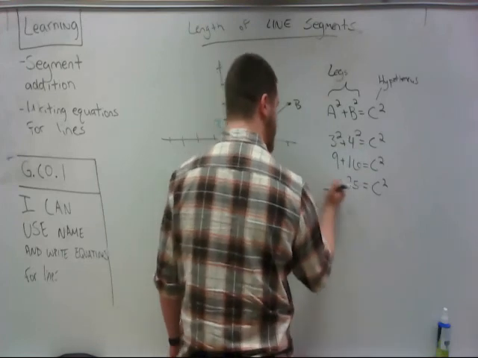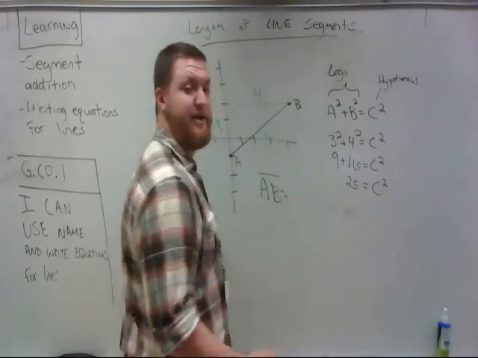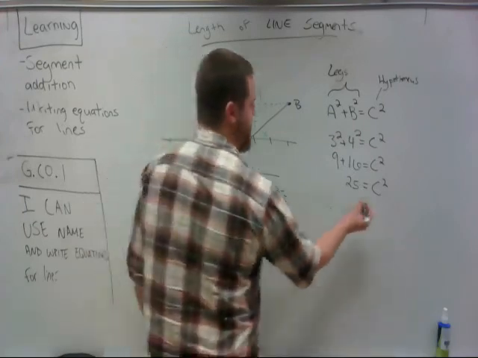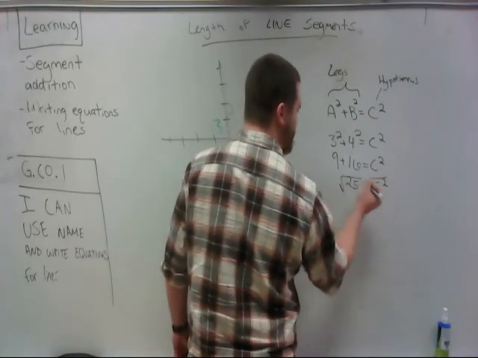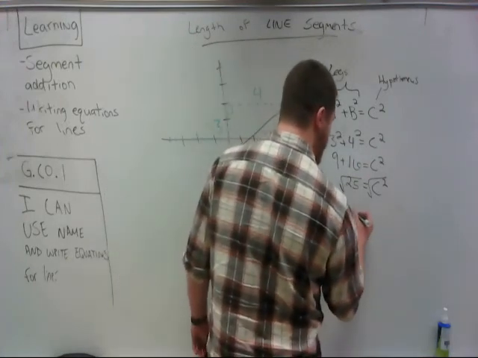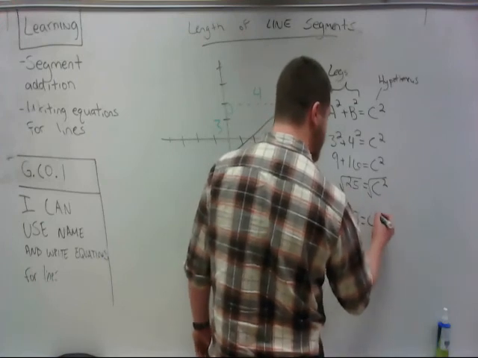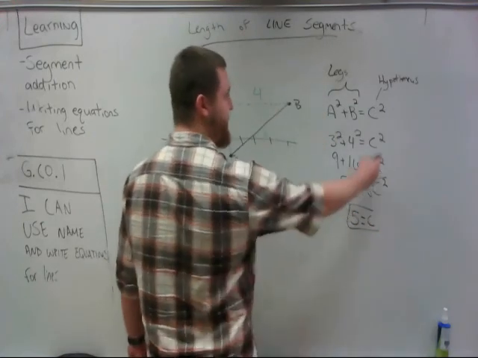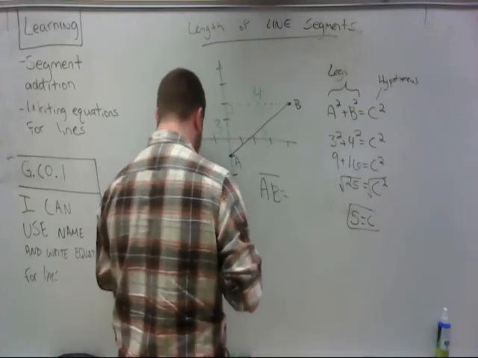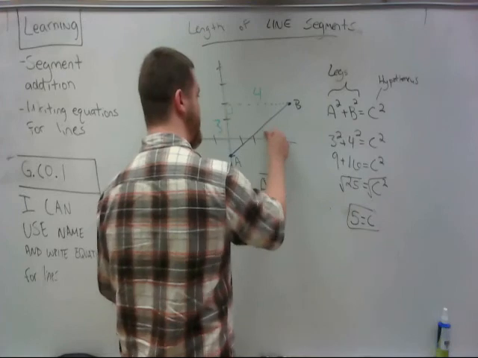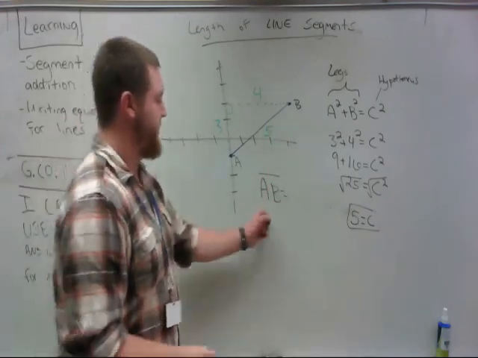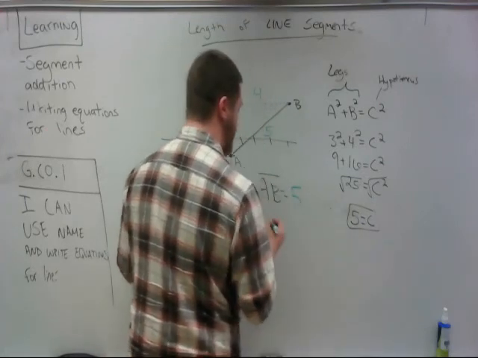Now, am I done? No. I've got to figure out what c is, not c squared. So I've got to do what? What's the opposite of squaring something? Square rooting it. So I square root both sides, because I can't just do one, I have to do both sides. I'm going to get 5. The square root of 25 is 5 equals c. C was my what? My hypotenuse, which was the diagonal, which is what I need. That's what the length of AB will be, which is 5. So the length of AB equals 5.